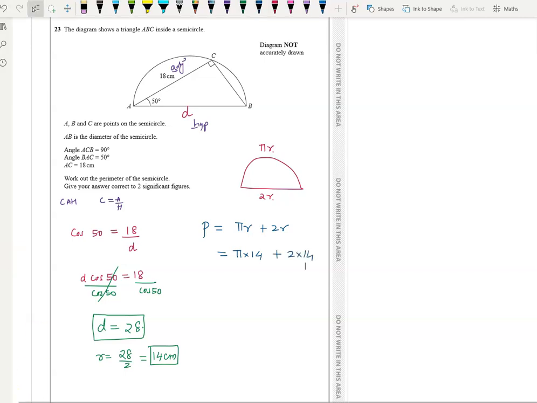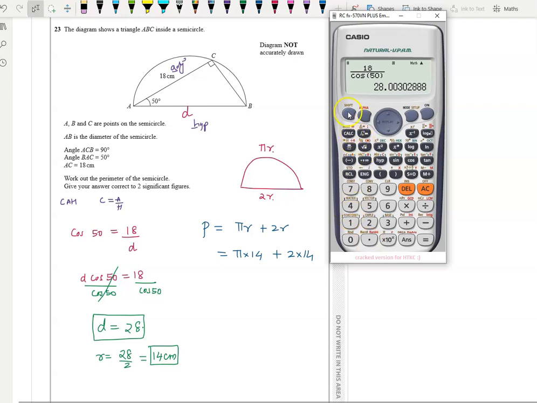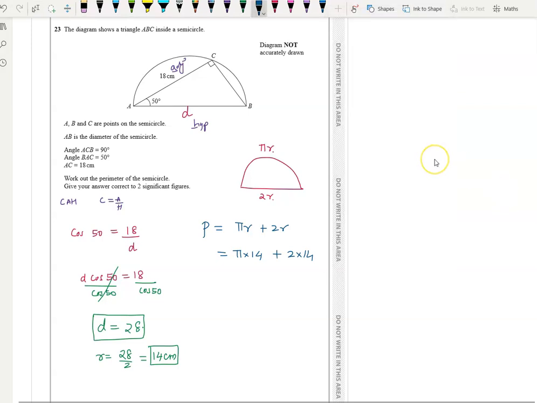Put this in your calculator. We have pi times 14 plus 2 times 14, that is 71.98. The question says round the answer to two significant figures, so we need only the first two digits. The next digit is large, so add 1. After rounding, the perimeter of the semicircle is 72 centimeters.